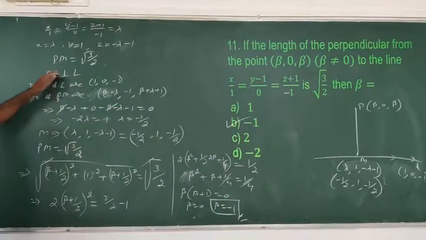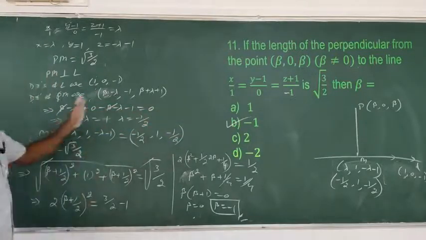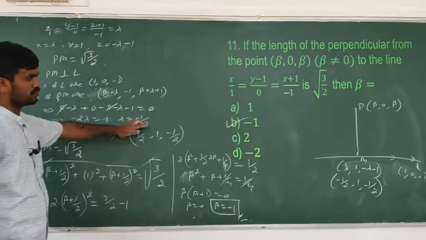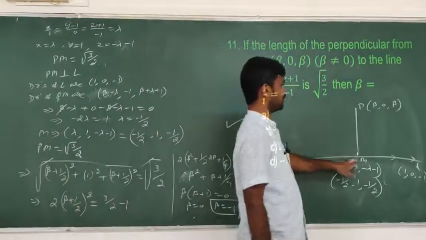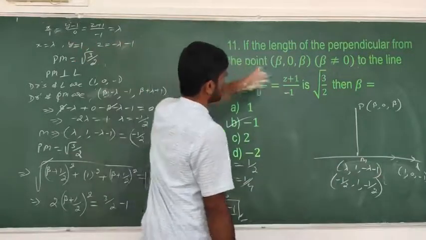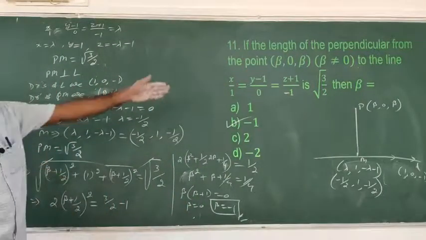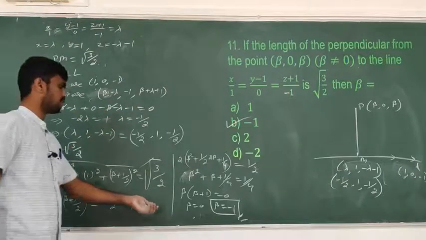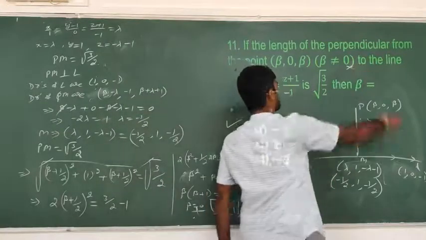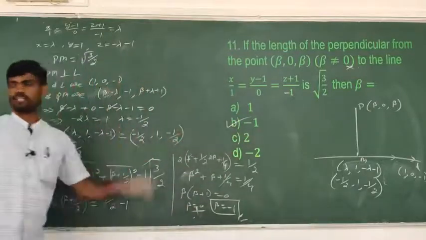Simple recap. First, PM is perpendicular to L. In the diagram PM is perpendicular to L. So the sum of the product of their direction ratios is equal to 0. By using that we can calculate the value of lambda. First, M is the point of intersection of line P and line L. Line L is given, next we calculate that and find out the value of lambda. Then substitute, PM is equal to √3/2. PM is nothing but the distance formula. Then on simplification, we get beta is equal to 0 or beta is equal to -1. We can't consider beta is equal to 0 because it is already given that beta is not equal to 0. So obviously the value of beta is -1.